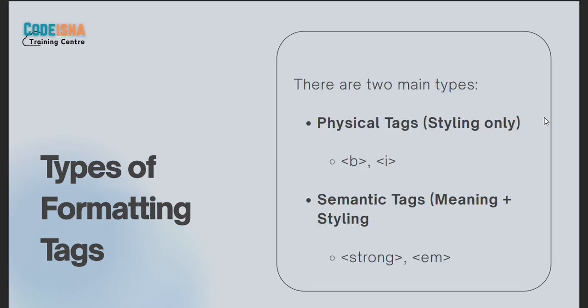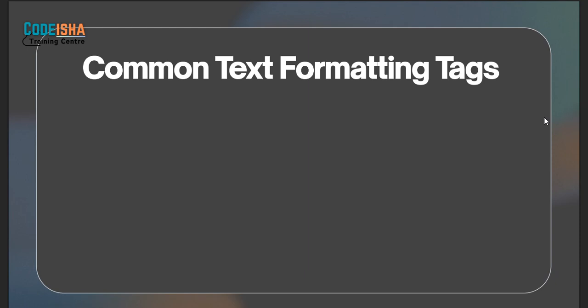There are two types of formatting tags. One is physical tags, and number two is semantic tags. Physical tags are only for styling, and semantic tags carry meaning and also styling. So let's see the main text formatting tags in our HTML, the styling ones and the semantic ones, that we commonly use.